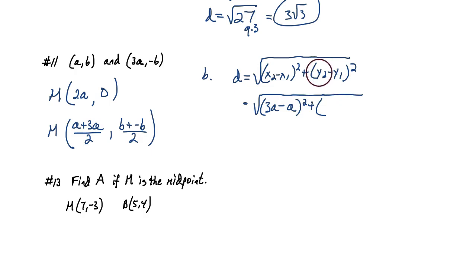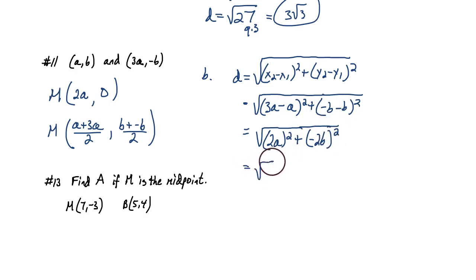The second y-coordinate is negative b. The first y-coordinate is b. Let's work inside the radical. 3a minus a makes 2a. And over here, negative b minus b makes negative 2b.